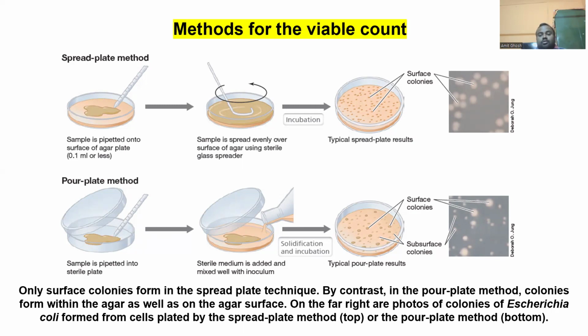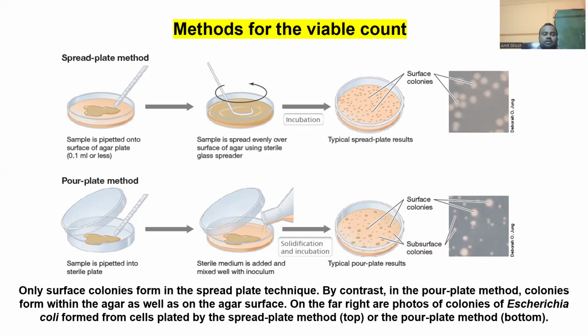You can see the typical colonies in the left side panel, the surface colonies. This is the spread plate method by which you can obtain the colonies, and this is the method for viable count. You can count the colony number from this plate. Next one, the pour plate method.